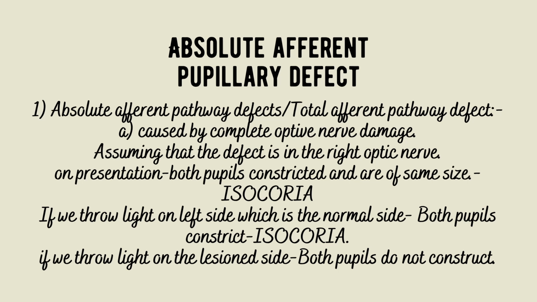Afferent. These are the afferent pupillary defects, which means they will involve the afferent nerve. Which is the afferent nerve? Afferent nerve is the optic nerve. And what is the efferent nerve? Efferent is the oculomotor nerve. So now, absolute afferent pupillary defect.